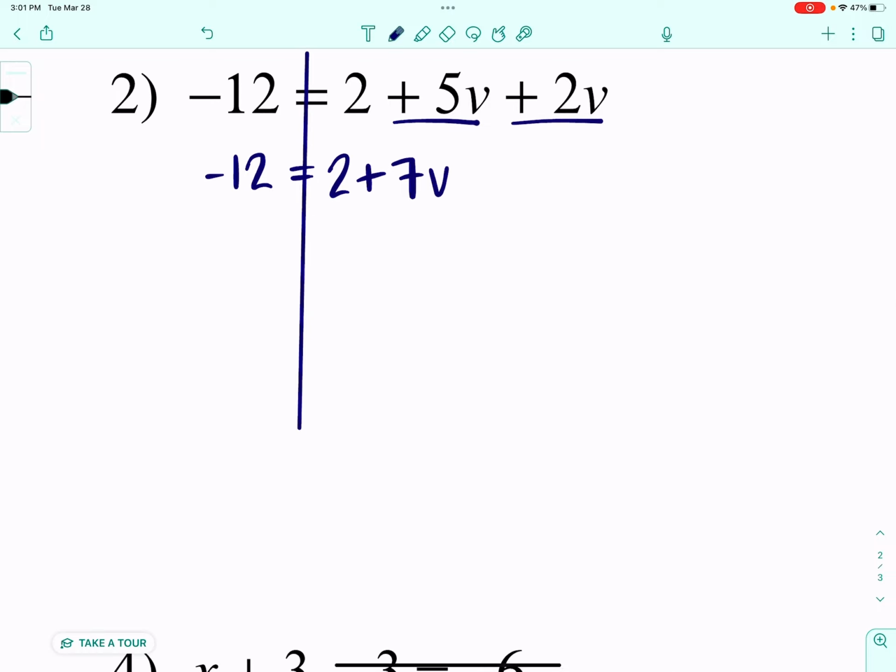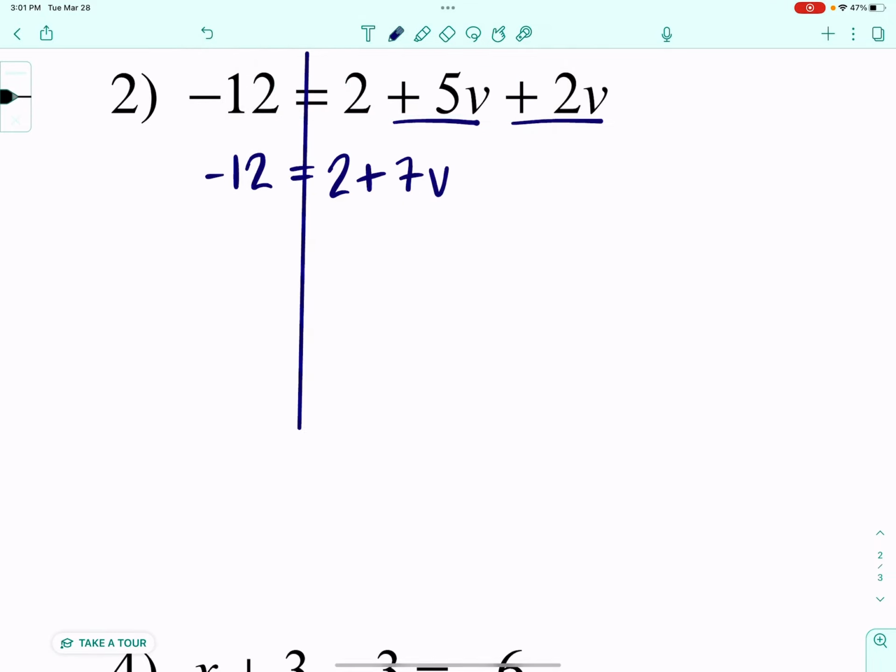Next, I need to try to isolate the variable. Before, when we did one-step equations, all we had to do was multiply, divide, add, or subtract, and we were done. But here's the thing. Now we have 2 operations on this side of the equation. We have multiply and add, and we have to undo both of those in order to solve the equation.